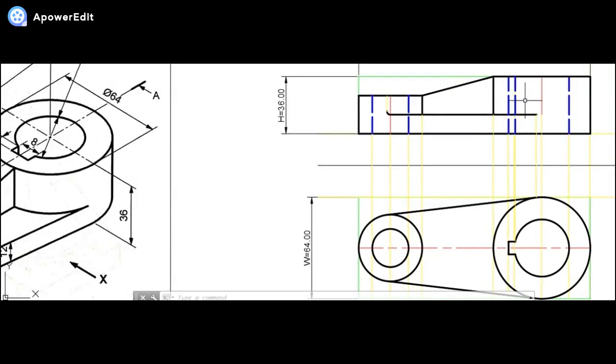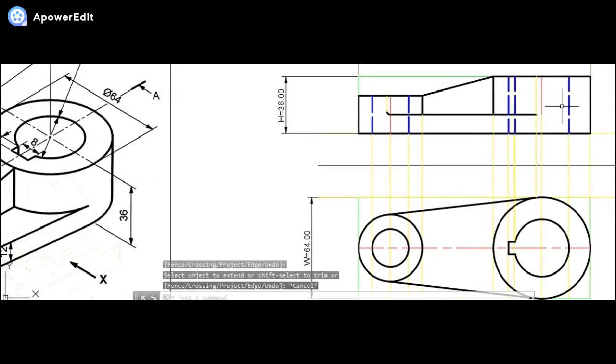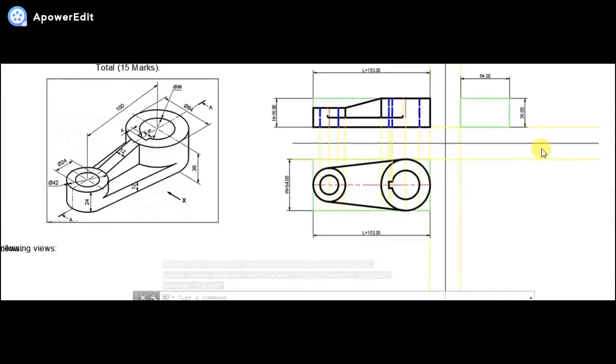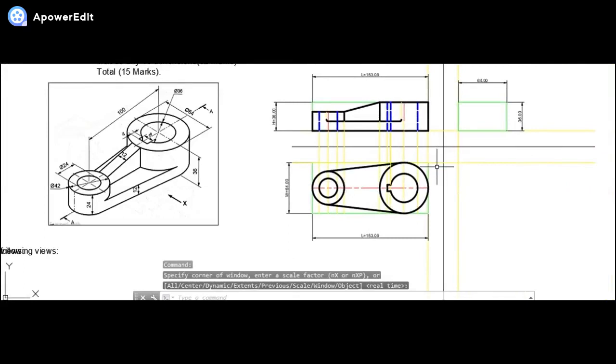Now I simply need to extend this line. Okay, so now I'll be just making a fillet over here. Though these fillets are going to get removed later on, we are still drawing the complete views just for our knowledge's sake, so that if anyone is having any doubts, you can get it cleared out.